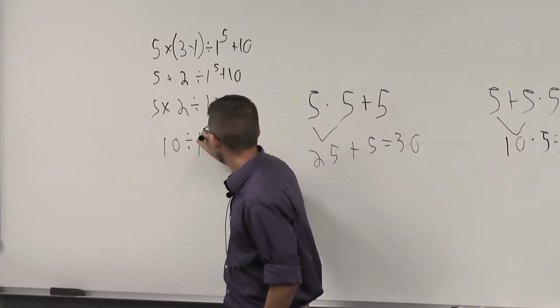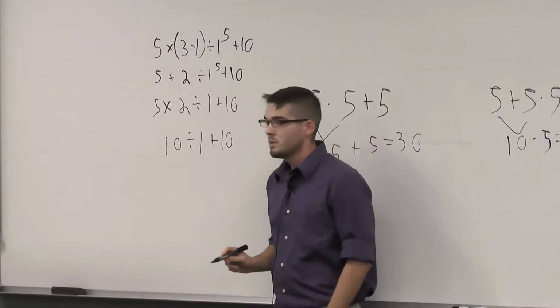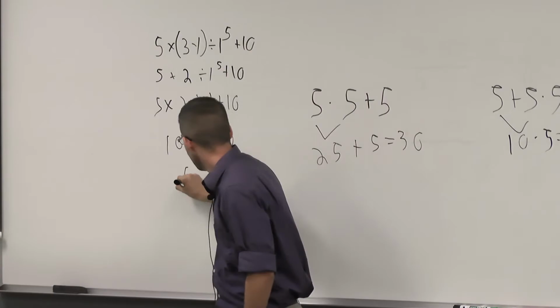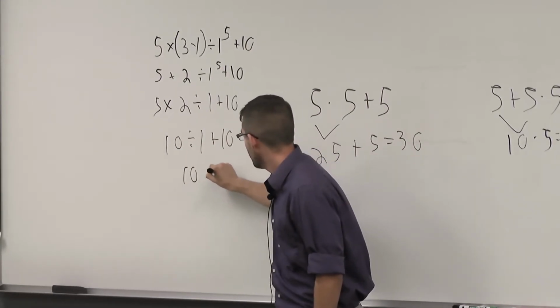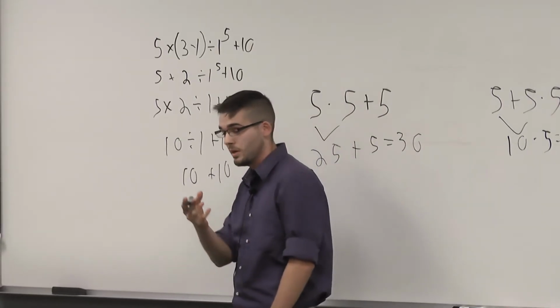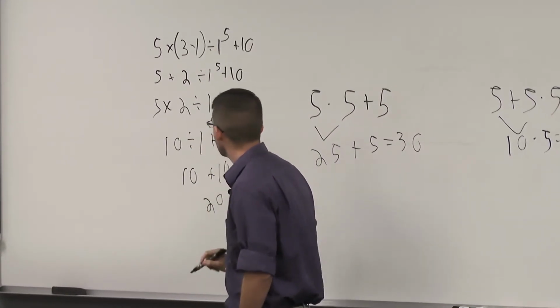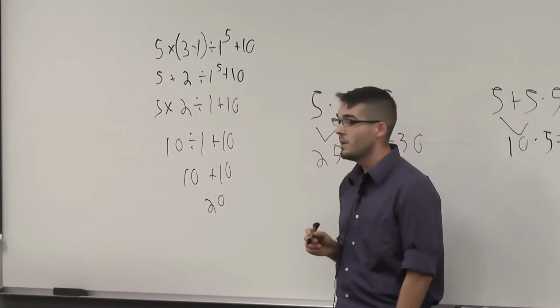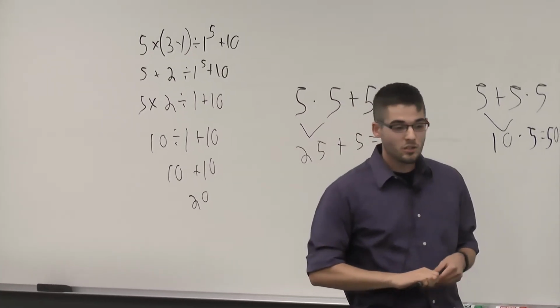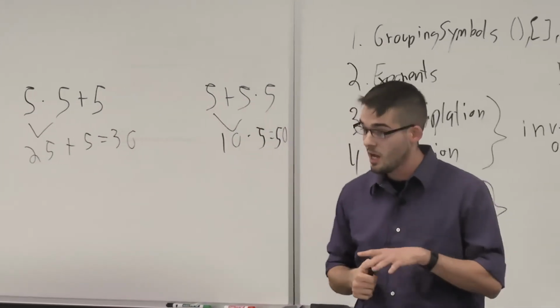And then we have to write everything else out to make sure we're on the same track. Somebody walk me through the next step. 10 divided by 1, and that gives us 10 again. Then we bring down the last step, add 10. What do we get? 20. We get 20. Right. So this whole expression, when we evaluate it in the order of operations, will result in an answer of 20.